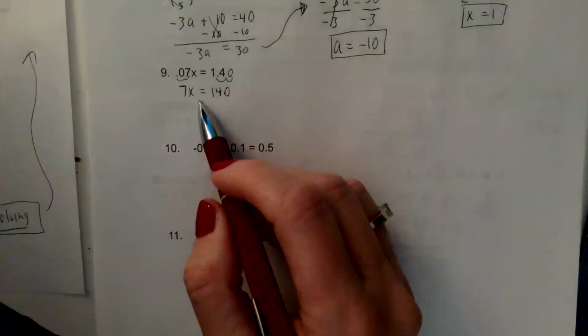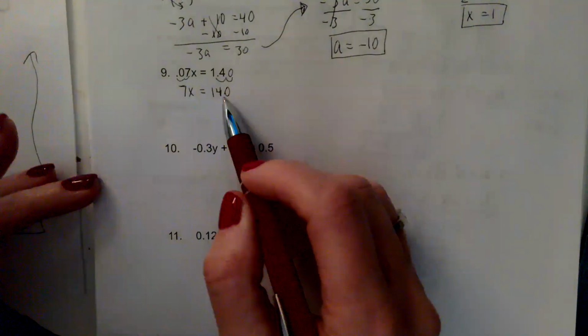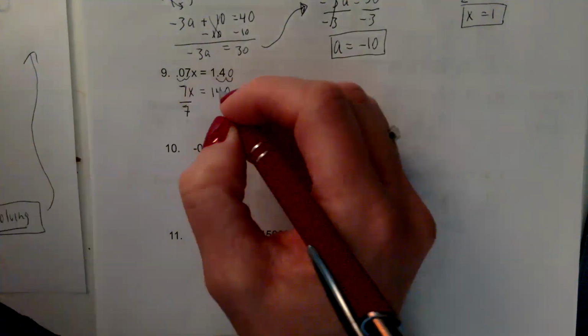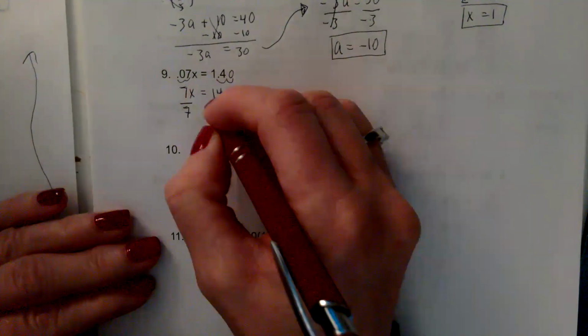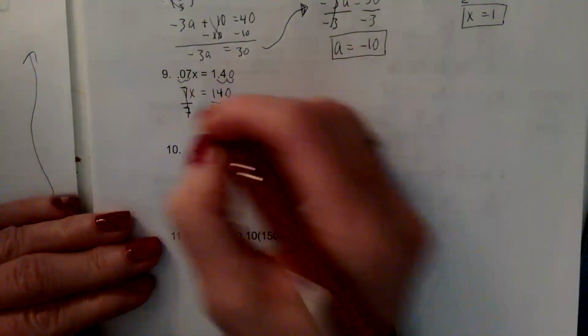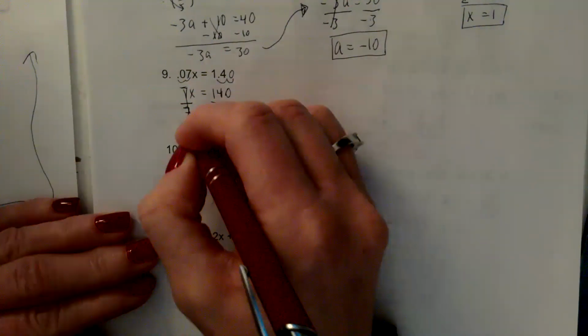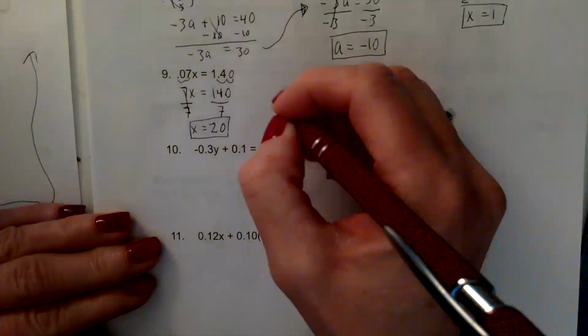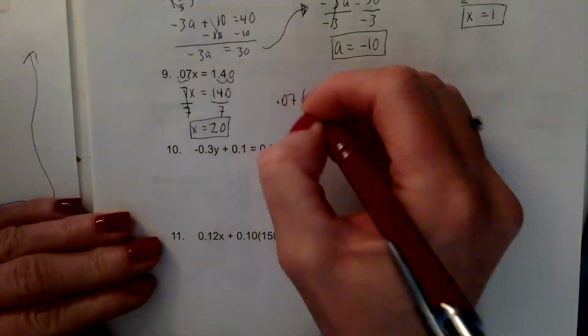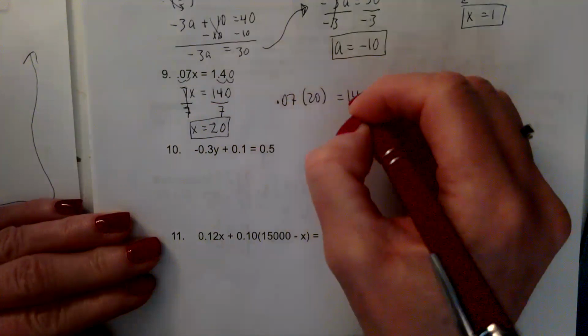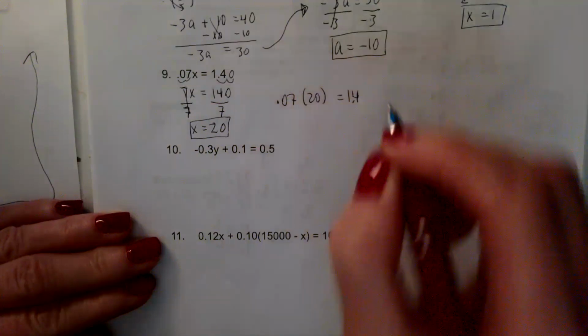So now my equation is much more simple. 7x equals 140. So I'm going to divide both sides by 7 because I don't have any parentheses and I don't have any additions. So x equals 20. And you can take 20 and multiply it by 0.07 and you will get 1.4.